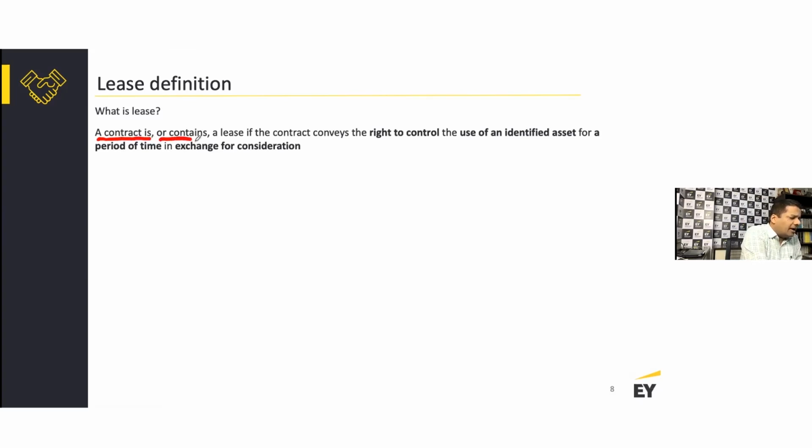A contract is or contains a lease if the contract conveys the right to control, and that's very important, the use of an identified asset. So the right to control the use of an identified asset for a period of time, which is the lease term. There has to be a period of time in exchange for consideration.